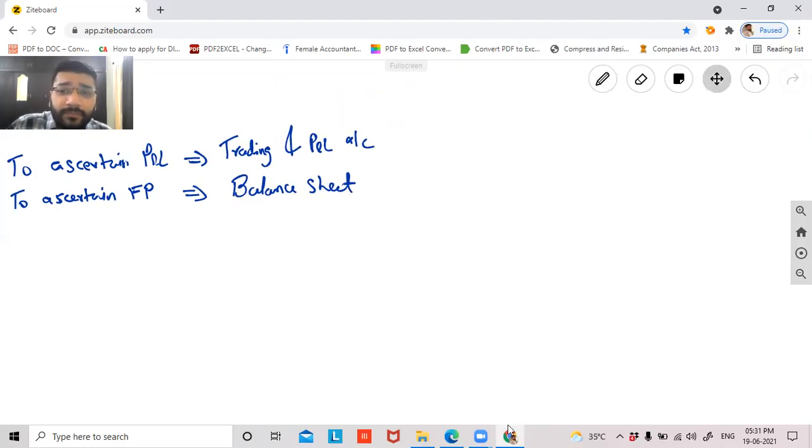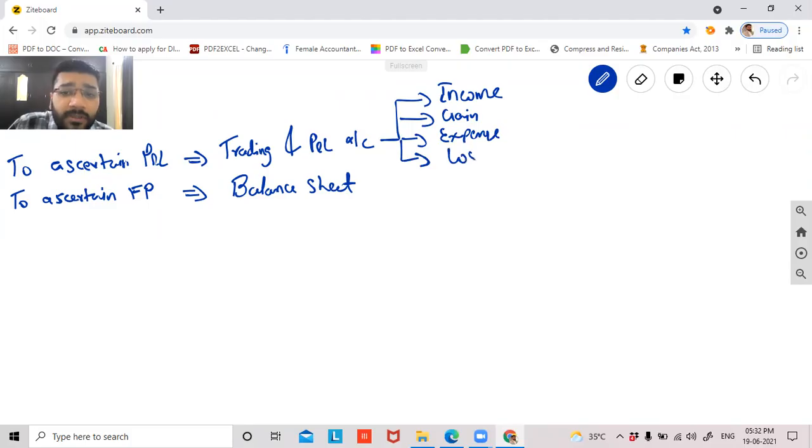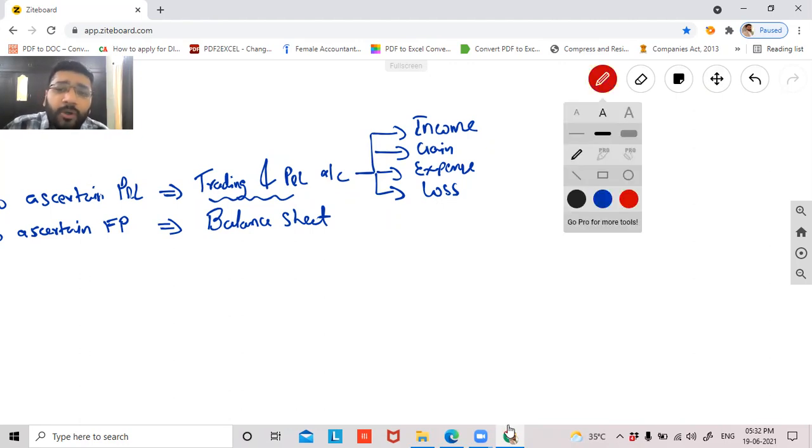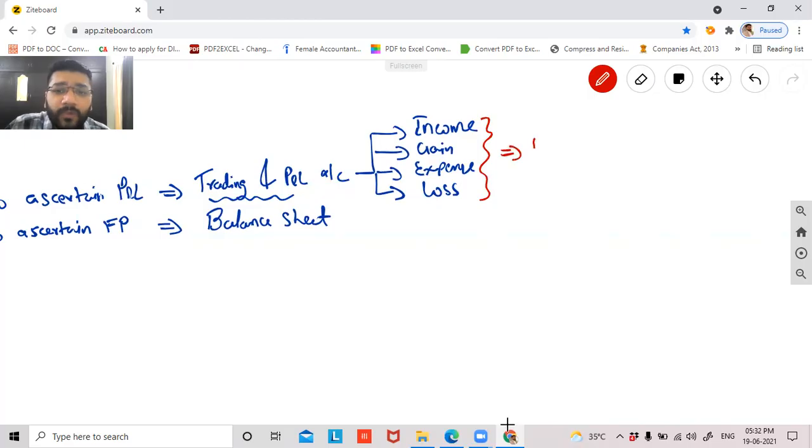In the trading and P&L account, what are the different categories of items that you record? All that relates to income, all that relates to gain, expense, all that relates to loss. So can I say the entire trading and P&L account will look up to only one rule, which is nominal? Because in trading and P&L, I don't have any flavor of assets or liabilities. I have only the flavor of income, gain, expense and loss. So for that, what rule do you look up to? Nominal. Are you clear with this point?